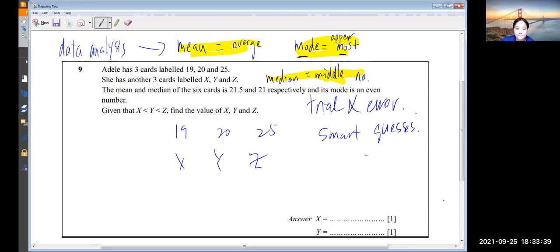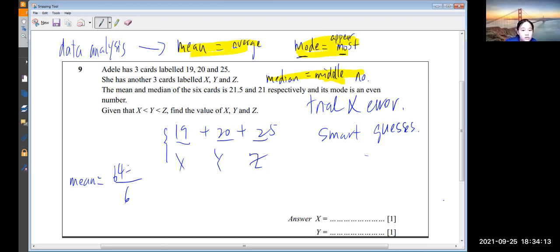The mean and median of the 6 cards are 21.5 and 21. Let's talk about the average first. Mean is equal to the total divided by the number of items. You have 6 cards in total, so you need to add them all. Can you add these 3 together first? How much? 64. Very good. 64 for the 3 open cards.